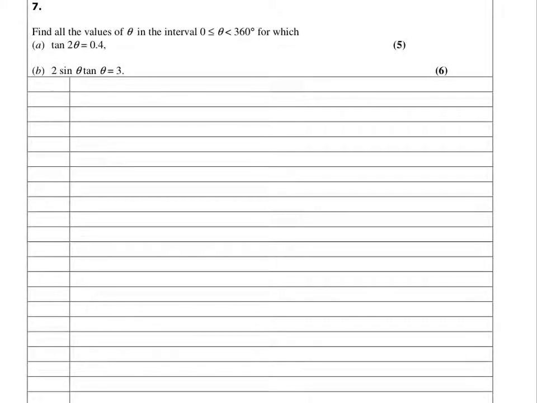Okay, let's do question 7. So this is a nice trig question. We've got to find all the values of theta in the interval between 0 and 360 degrees, for which part A says tan 2 theta equals 0.4. There's clearly no link between A and B, so I'll just go straight into A and worry about B later.